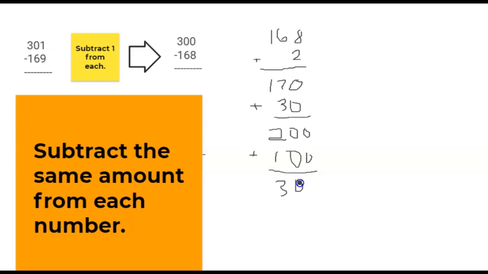So now that you've done this addition, how do I answer the question? How do I know what the subtraction answer, or the difference, is? What you do is you look at all the numbers you added. So in my case, I added 100, I added 30, and I added 2. And if you add those together, the 100, the 30, and the 2, you get 132.